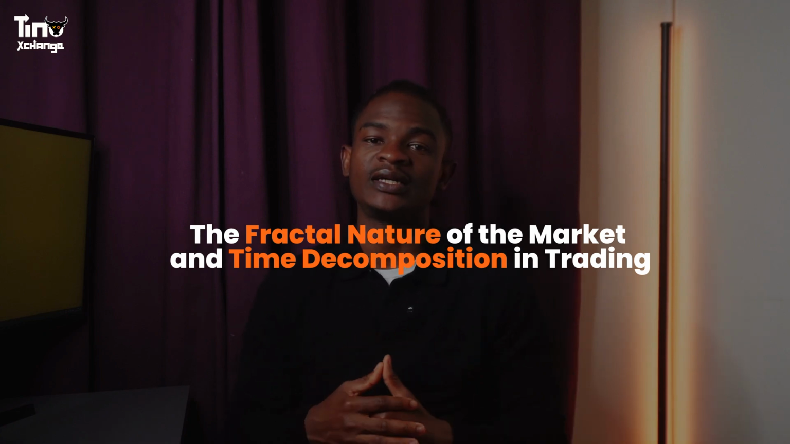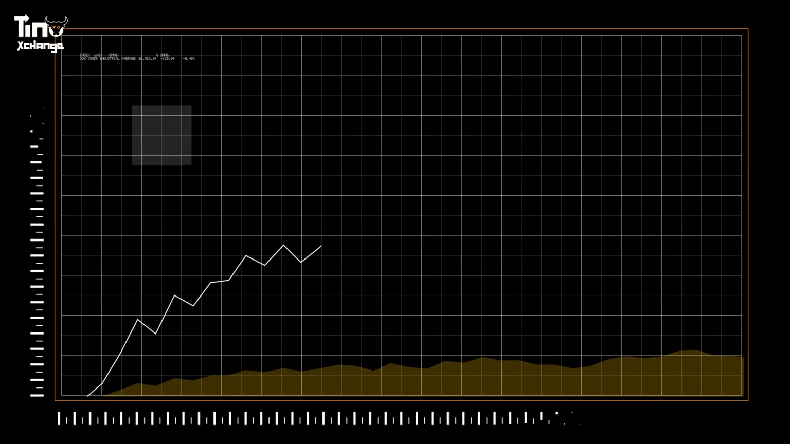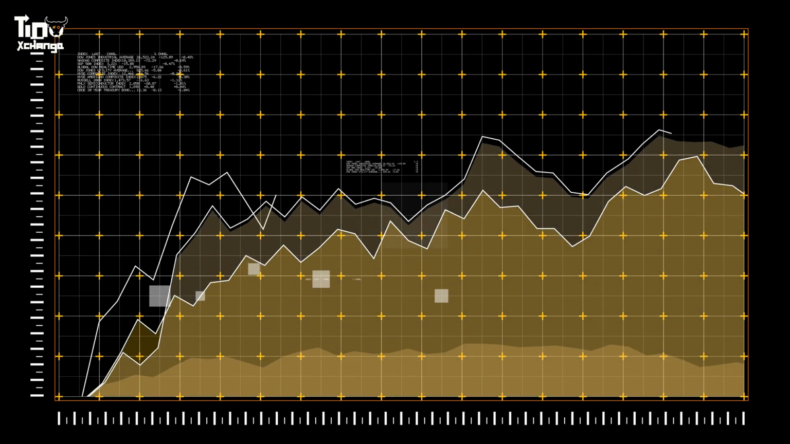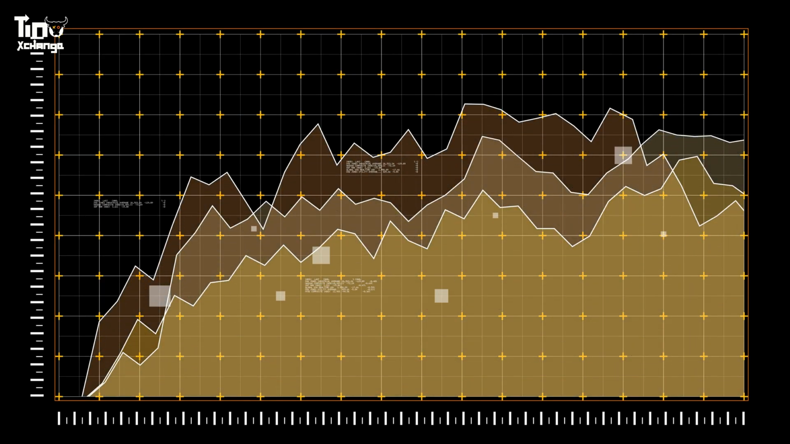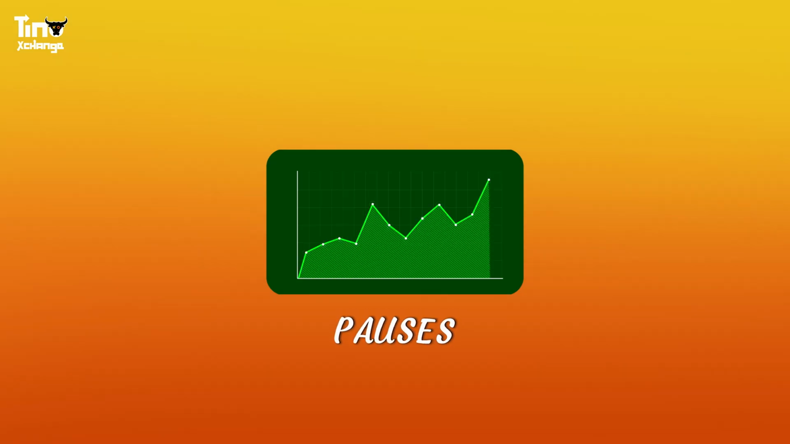I would like to touch on the fractal nature of the market and time decomposition in trading. One of the most fascinating principles in trading is that the market is fractal. This means that price movements and patterns repeat themselves on every scale. No matter how large or small the time frame is, whether you're looking at the monthly chart or the 1 minute chart, the behavior of the market, how price moves, pauses, and reacts, is similar or identical.